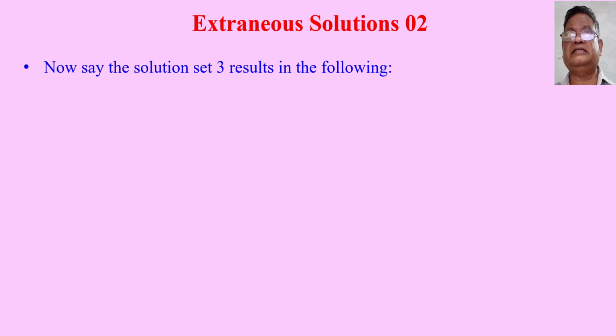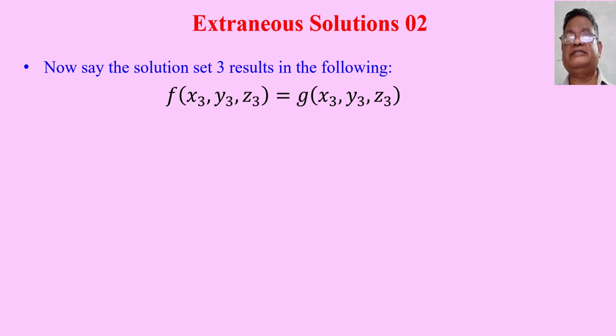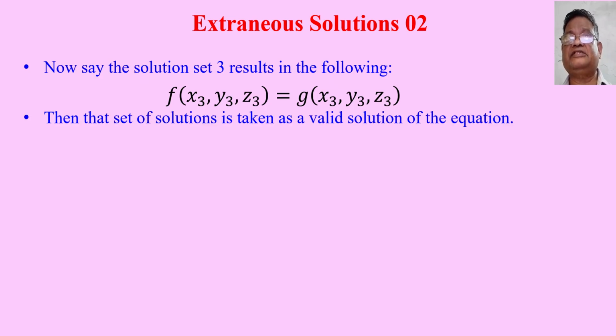Solution number 3 is x3, y3 and z3. Now say the solution set 3 results in the following, that is f of x3, y3 and z3 is equal to g of x3, y3 and z3. Then that set of solutions is taken as a valid solution of the equation.